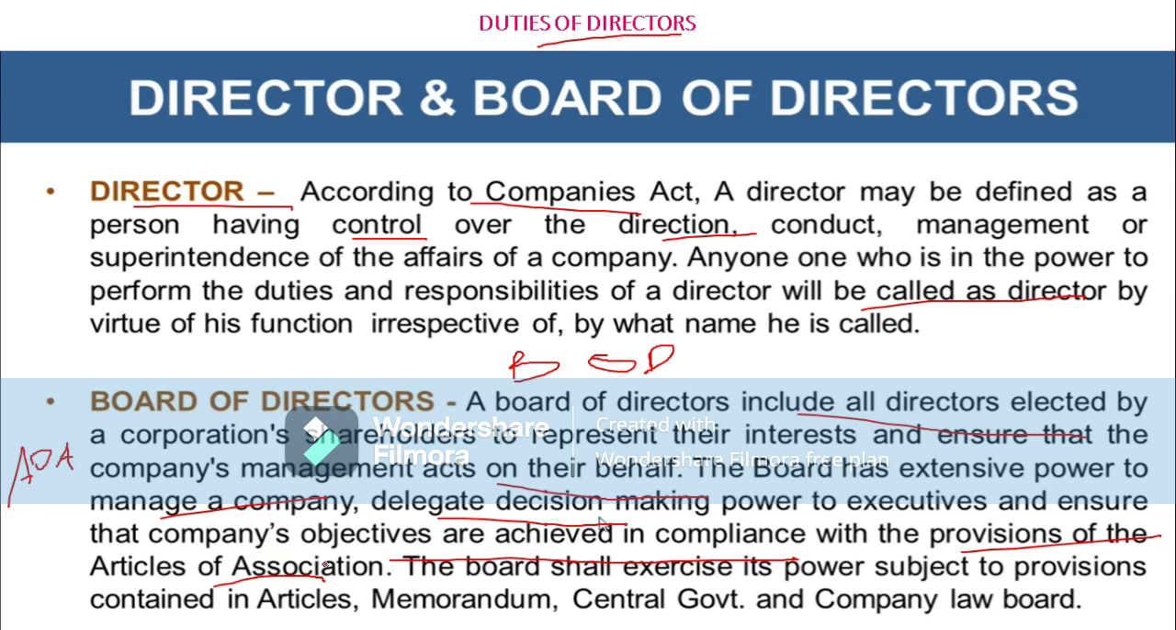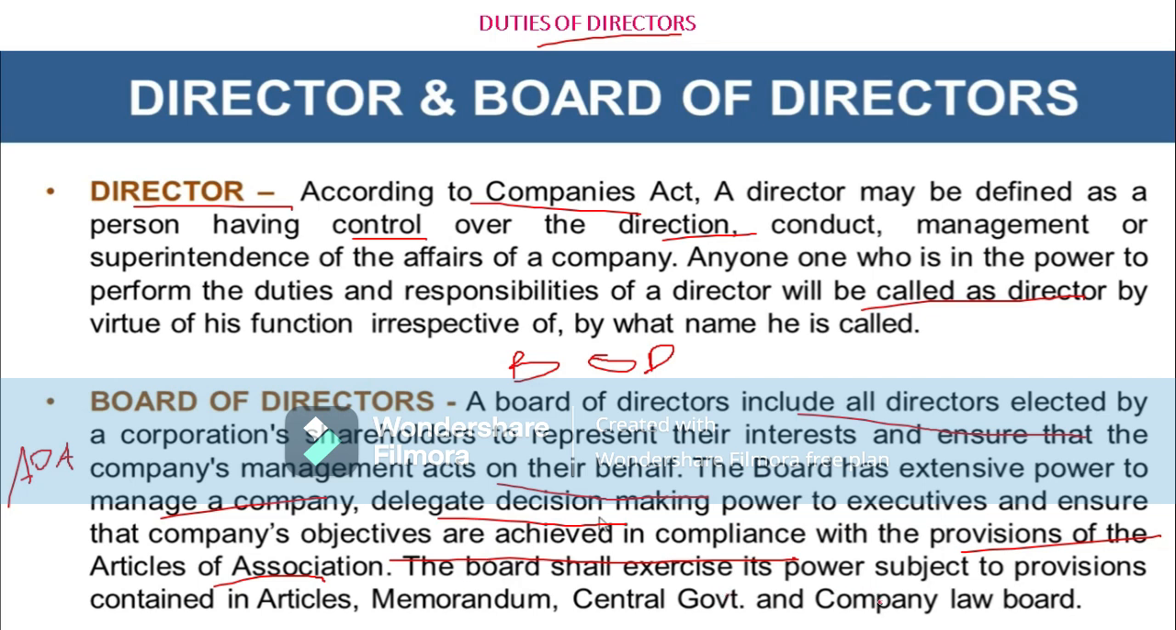So here the board of directors should act, and decisions should be taken according to the provisions of the Articles of Association only. Beyond the Articles of Association, they cannot take any decision. So decision-making power should be exercised in compliance, meaning it should align with the provisions of the Articles of Association. The board shall exercise its power subject to the provisions contained in the articles, memorandum, Central Government and Company Law Board.